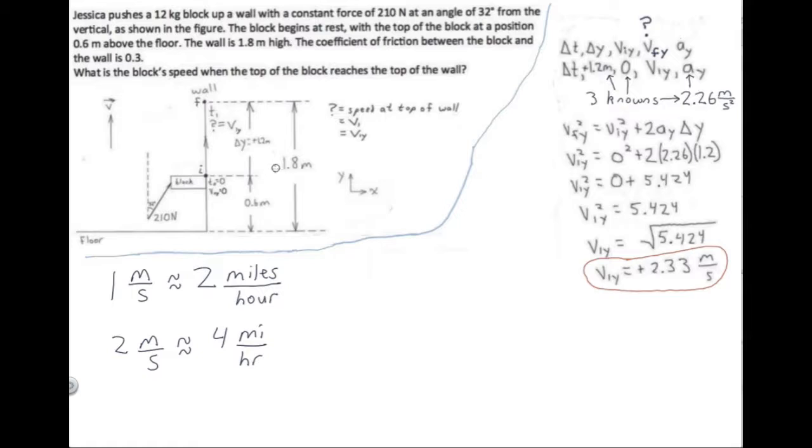Does it seem reasonable that somebody could push a block and make it start moving at around 4 miles per hour? Yeah, I think so. 4 miles per hour does seem like a reasonable speed that somebody could attain by pushing on an object. By the way, if you live outside of the US, you probably don't use miles per hour in everyday life. Instead, you probably use kilometers per hour, and in that case, it would be useful to know that 1 meter per second is very roughly 4 kilometers per hour.